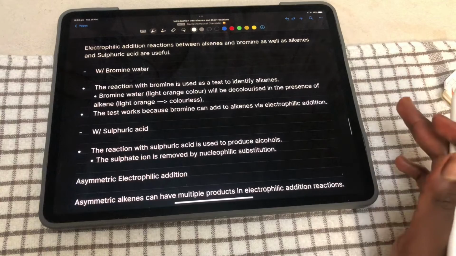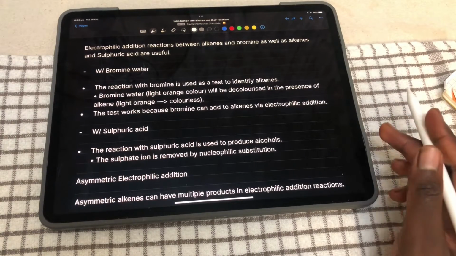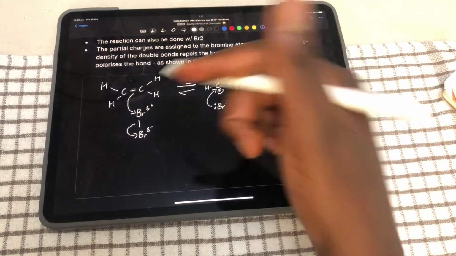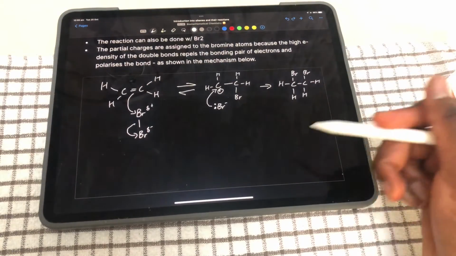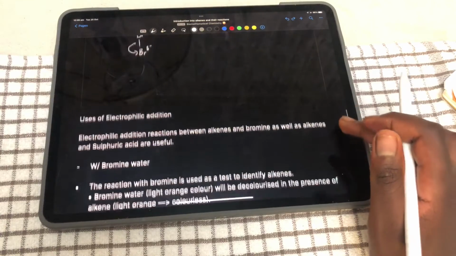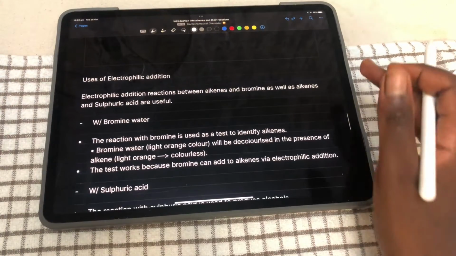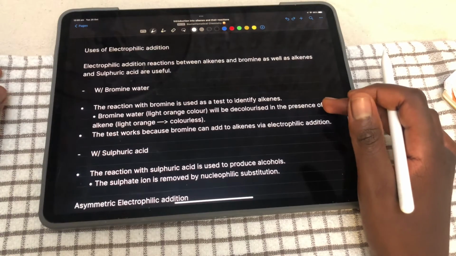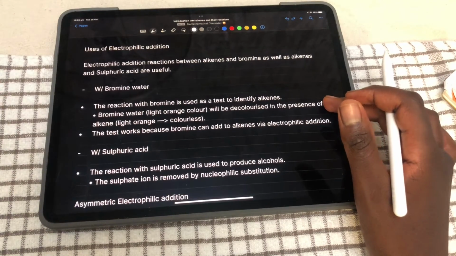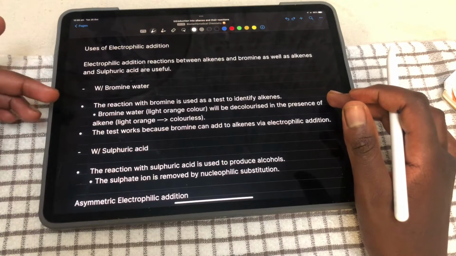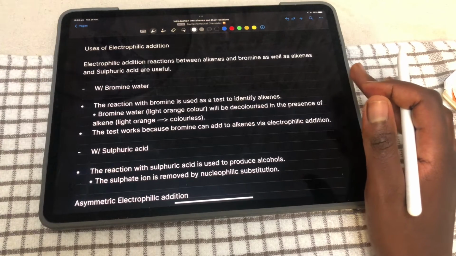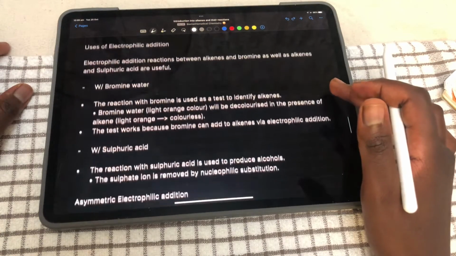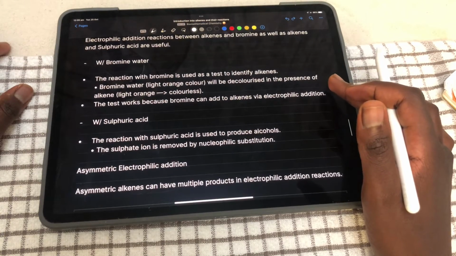The reason why this test works is because bromine can react with an alkene via electrophilic addition. It's literally this reaction I've just done here, and that's what causes it to be decolorized. When it decolorizes, you have an alkene, because alkanes can't do that reaction. Certain other compounds that may look similar, like benzene, can't actually do this reaction either. So this is specifically for the presence of an alkene group.